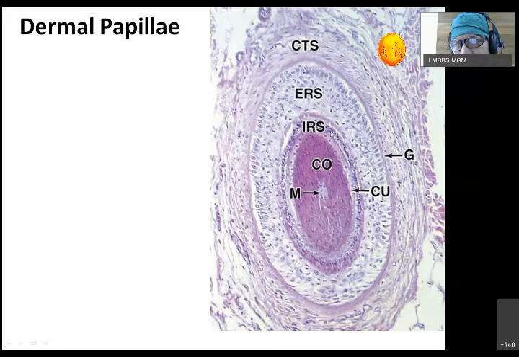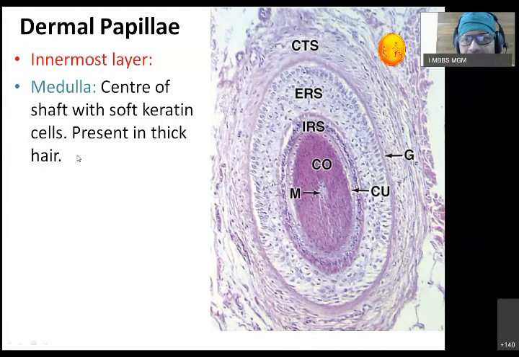You can see the three layers here: one, Henle's layer, Huxley's layer, and cuticular. And now we see the inner root, which has three layers: one, two, and three. So the innermost layer, most in the center, you see a slightly yellowish color in the fresh specimen. This is usually a soft keratin present in thick hair. Usually this can be seen very nicely in the scalp. You can see very clearly this yellowish layer, that is the medulla.